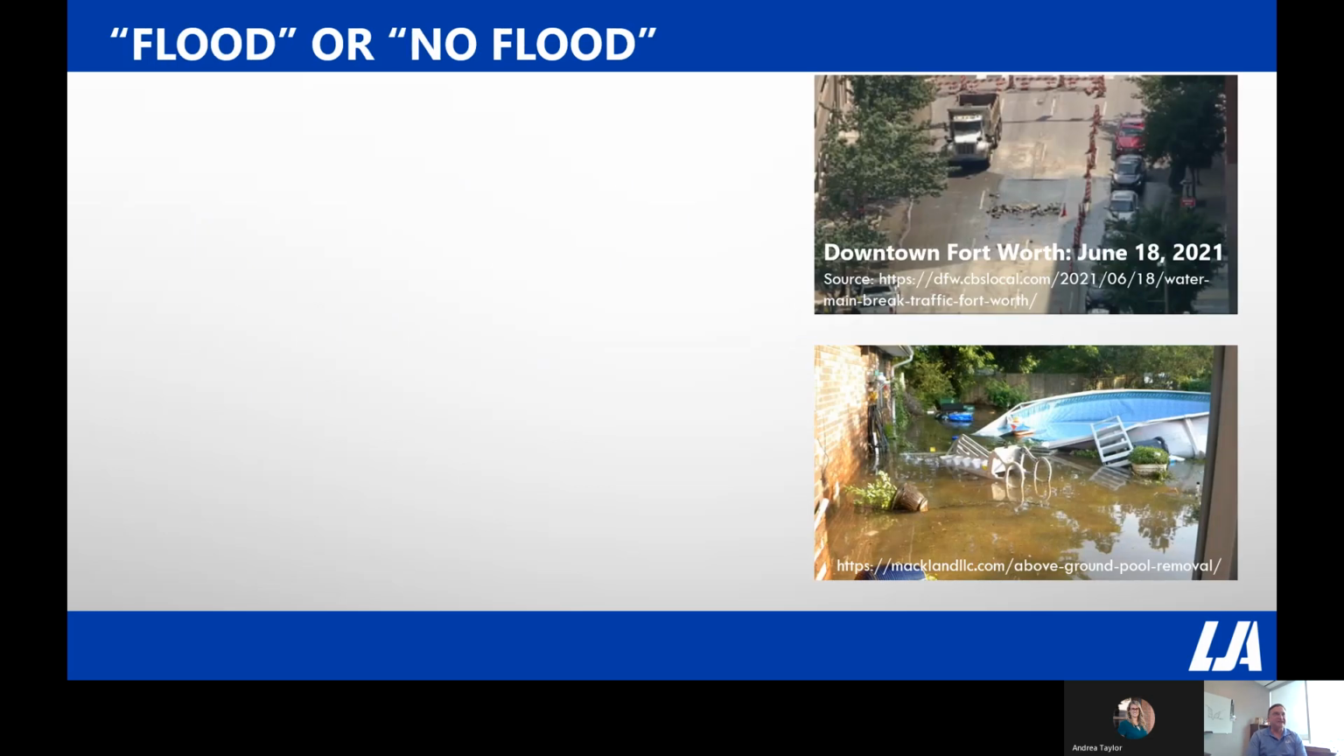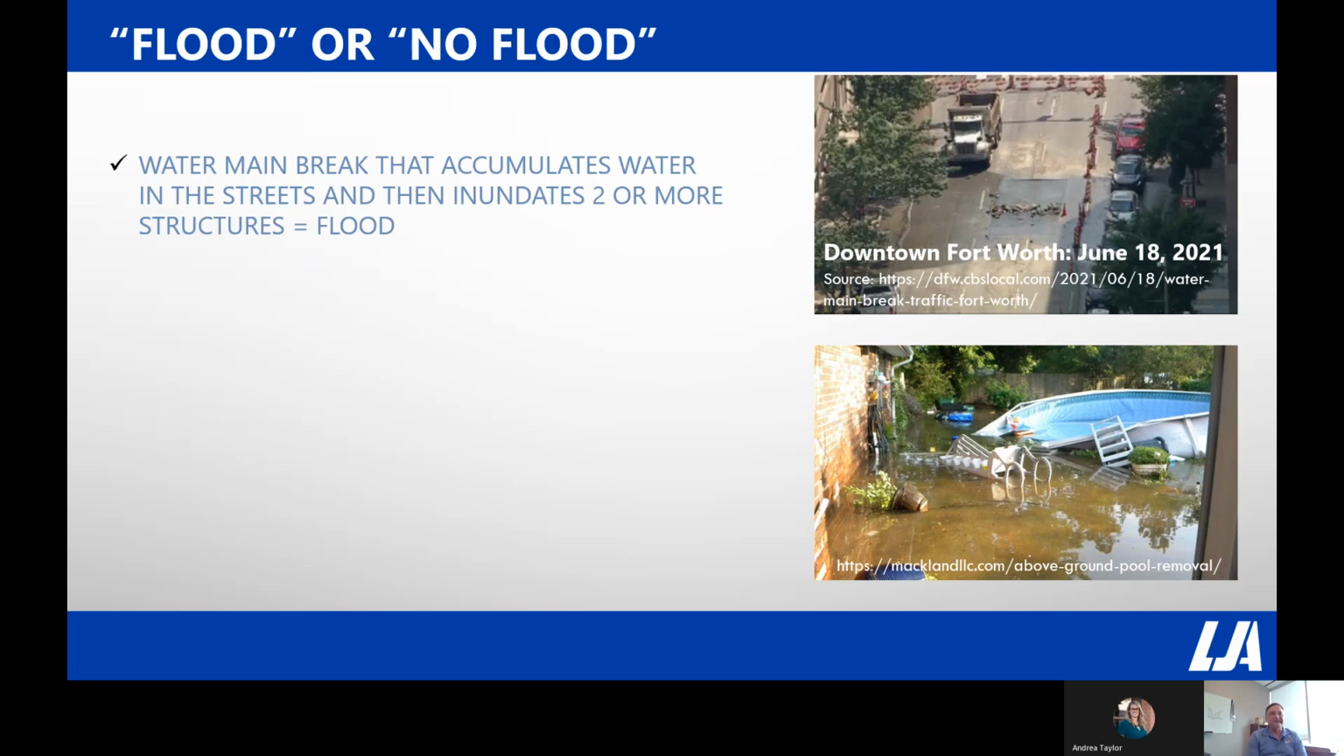And here's a couple of quick examples. We're going to play a game of flood or not flood. And on the top right, we have a picture of downtown Fort Worth with a pipeline break, a water main break in the city. And then below that, we have an above ground pool where the pool's collapsed and has flooded at least 1 backyard. So for a water main break, if that water accumulates on the surface and floods 2 or more structures, that would be considered a flood.